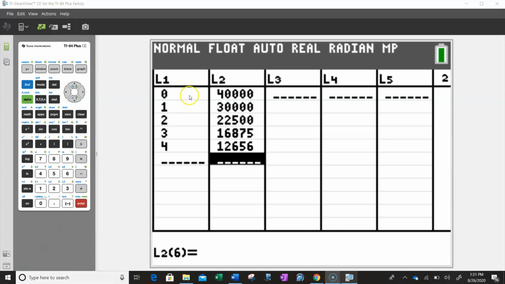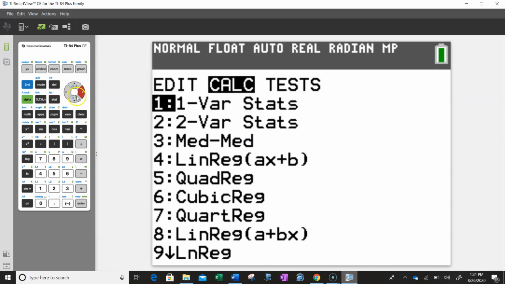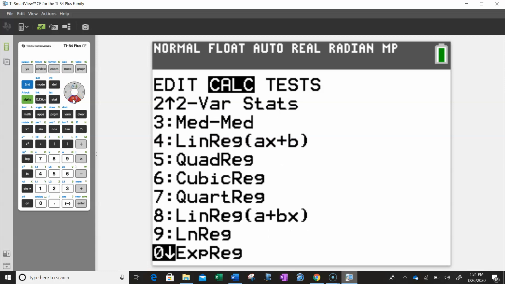All right, once you put your data in your list, you're going to go back and hit stat. You're going to go over to calculate at the top, and then you're going to go down. You may remember from Math 1, you did a lot of linear regression. Maybe in Math 2, hopefully you did some quadratic regression. I know in my Math 1 class we do quadratic regressions. And we'll learn some of these other ones, but what we want to go down to is 0, which is exponential regression. With my Math 1 students, we do exponential regression, but if you took Math 1 in 8th grade, I'm not sure, depending on what teacher you had, if you got to this.